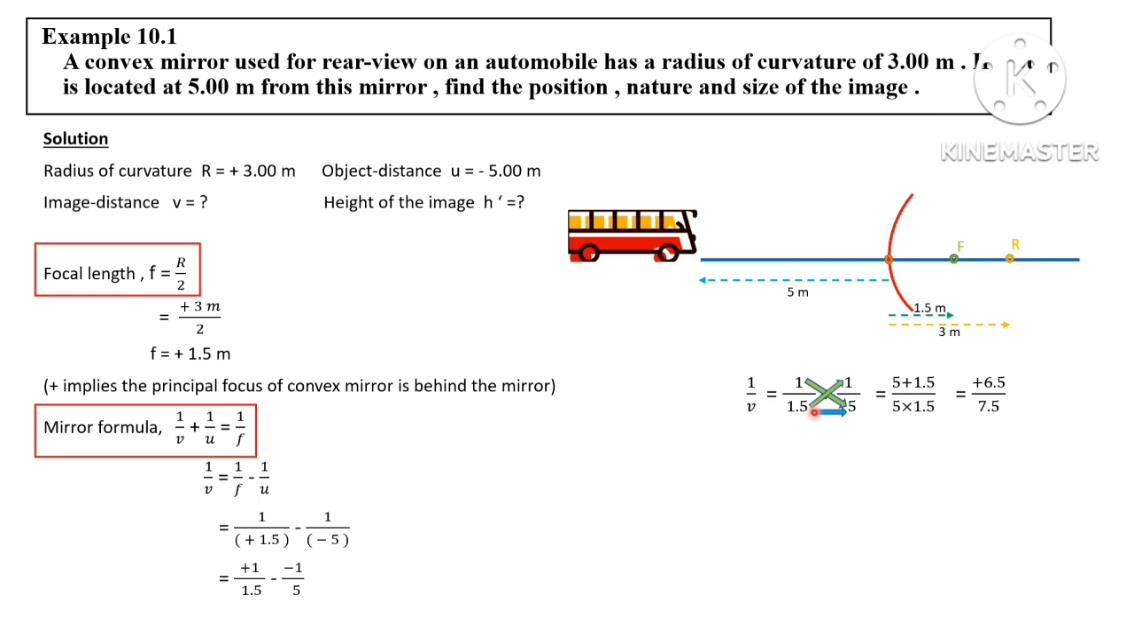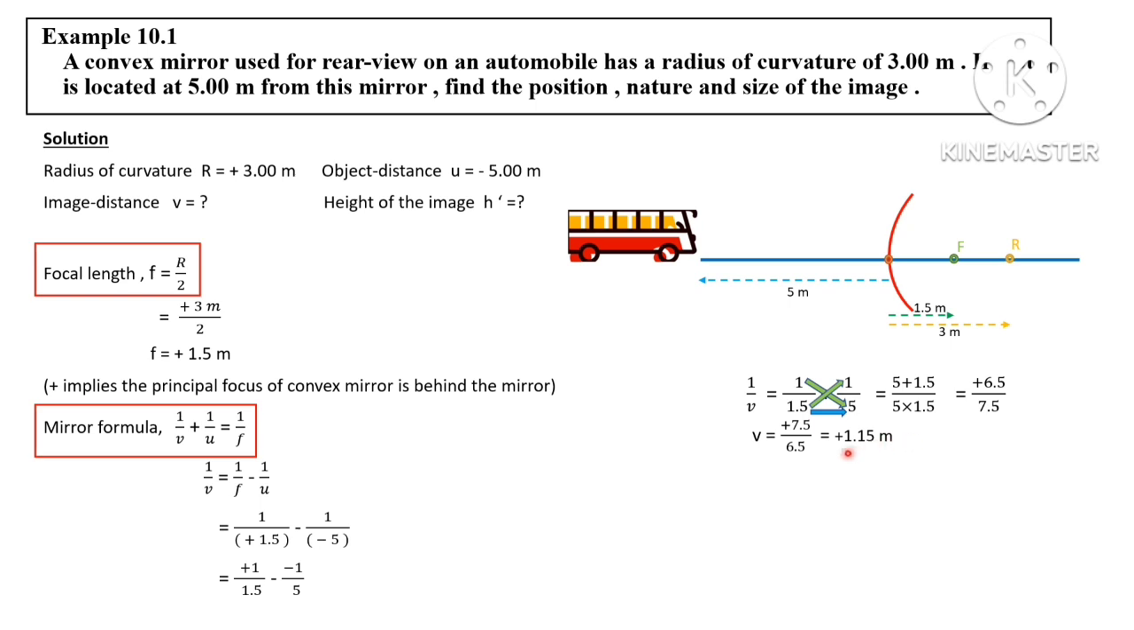Okay, what we have to find is image distance or v. So what we can do is take the inverse of this term. We can take the denominator to the numerator side and numerator to the denominator side. Doing so, we can write v by 1 or v equal to 7.5 divided by 6.5. Okay, which is equal to plus 1.15 meter. Okay, so we got the value of v. It is positive 1.15 meter.